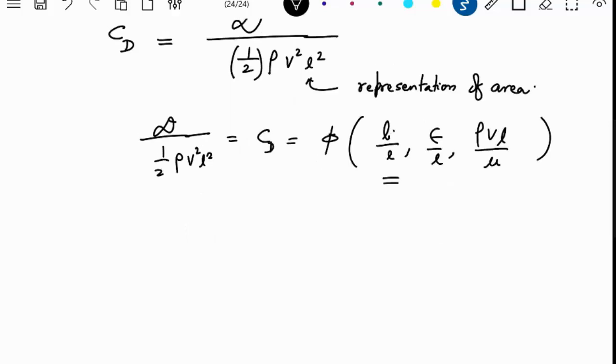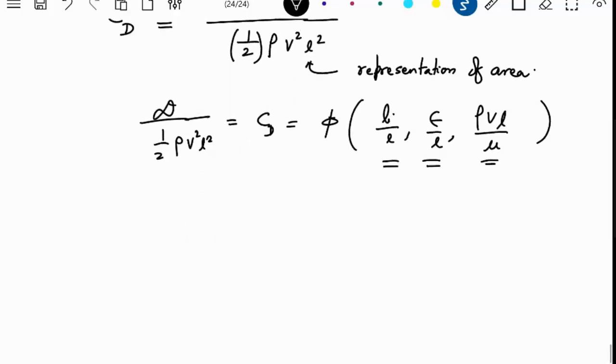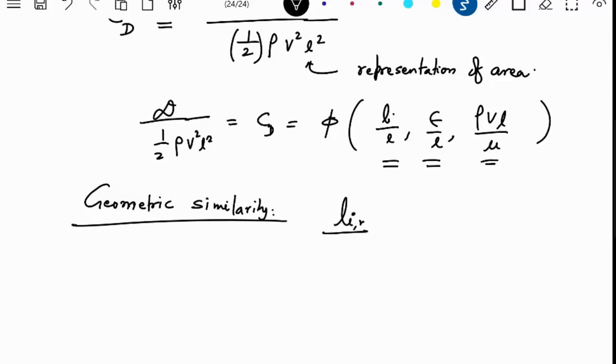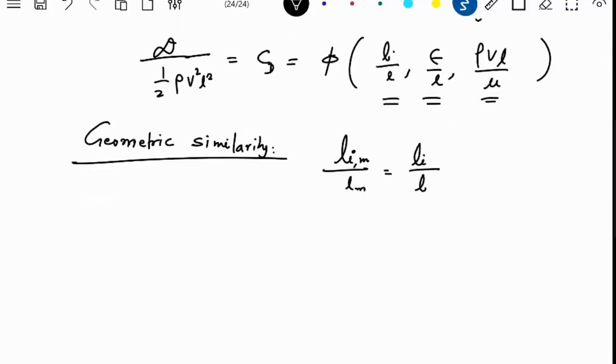Now for the three: geometric, surface roughness, and Reynolds number similarity, I can write first the geometric similarity. If I consider geometric similarity between model and prototype, I can write something like this. So this is the geometric similarity. Surface roughness is also related to geometry. So this is for the model and this is for the prototype.